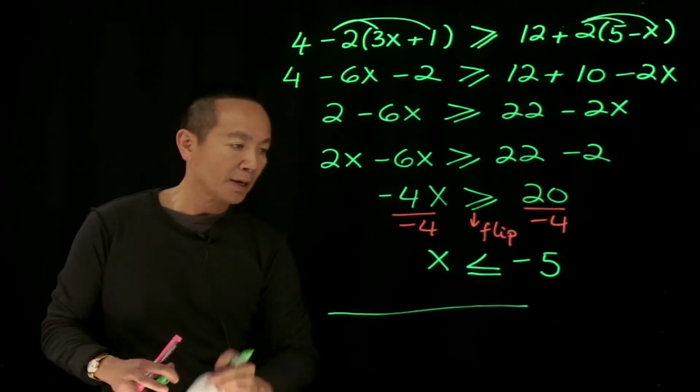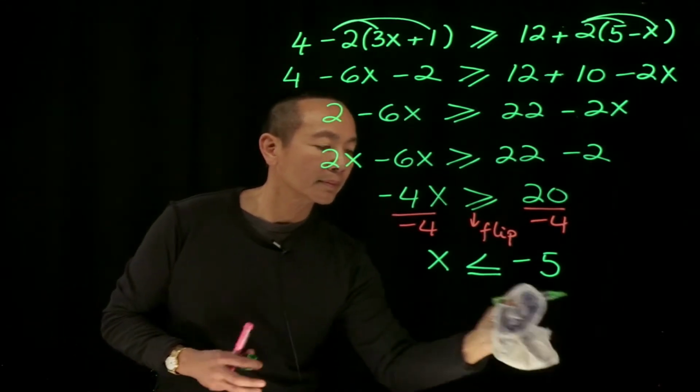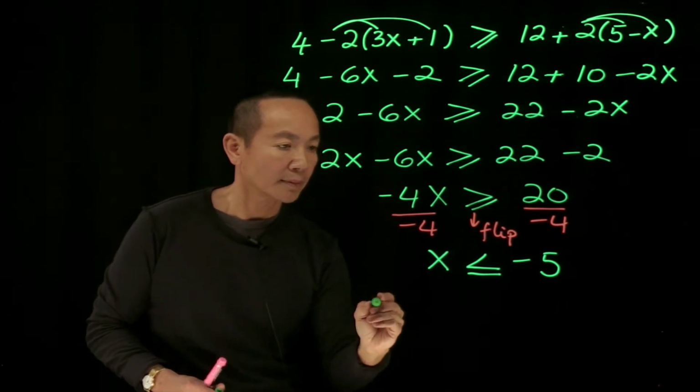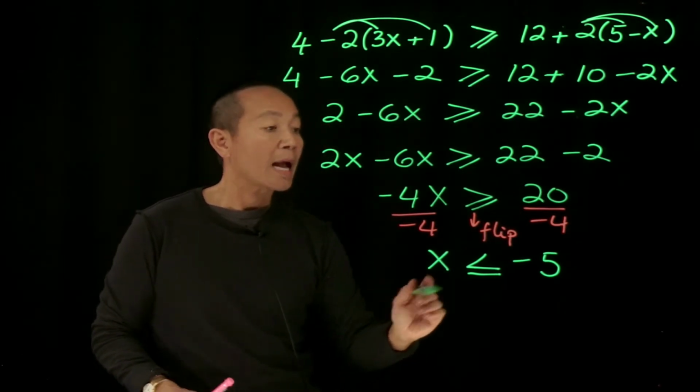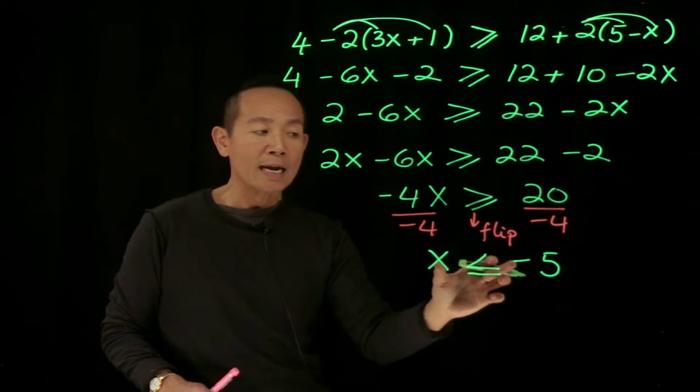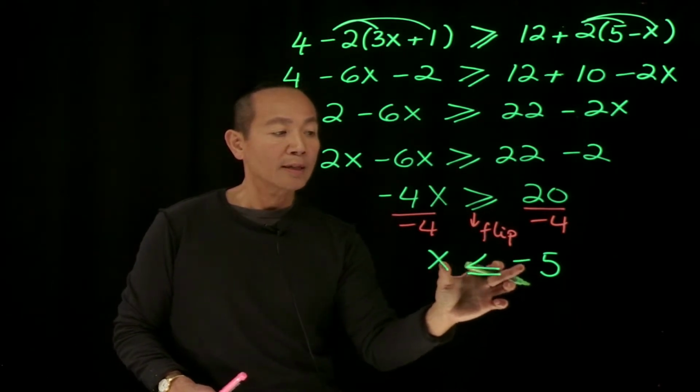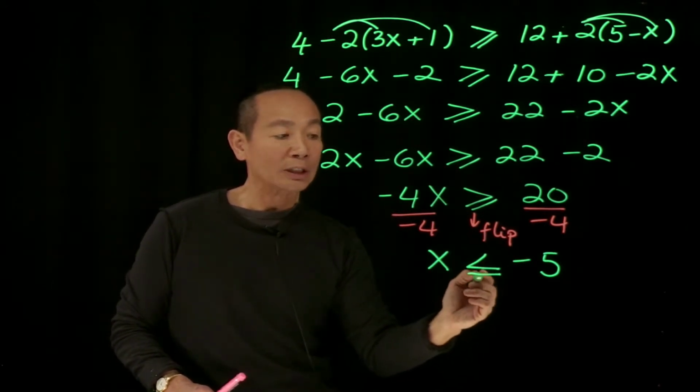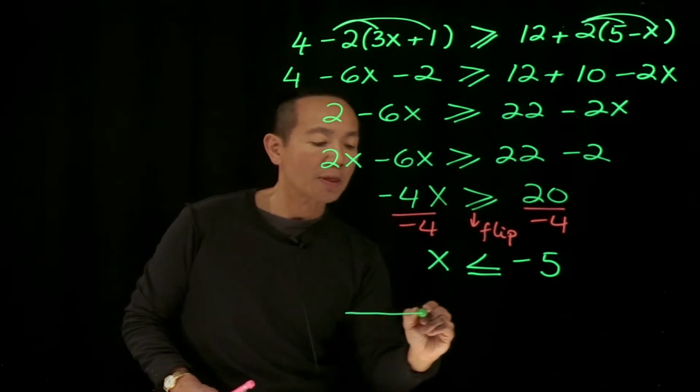Suppose this is the number line. Okay. And now we have to graph. After solving, now we have to graph this inequality solution on the number line.